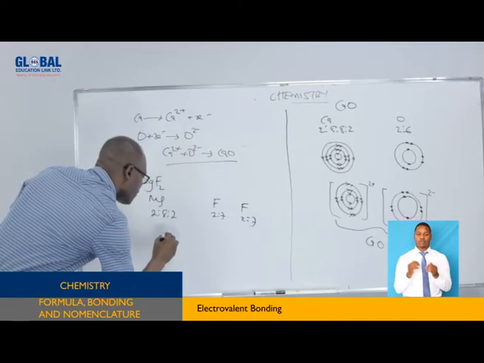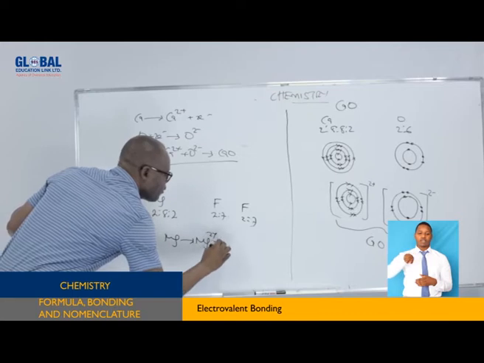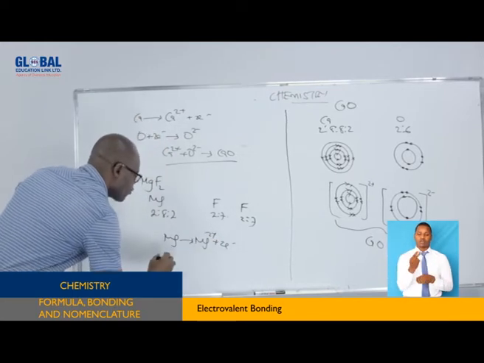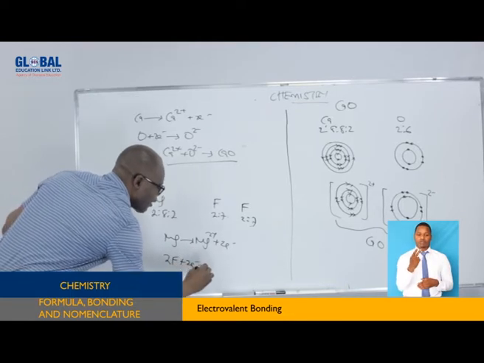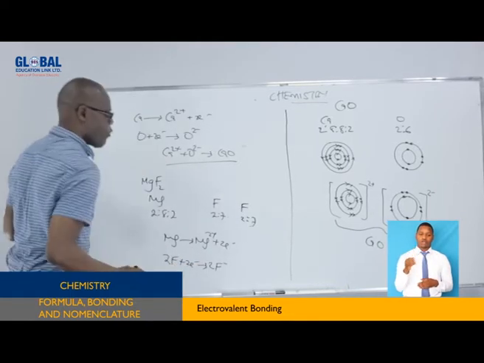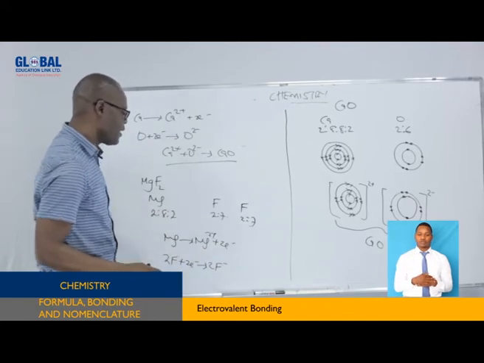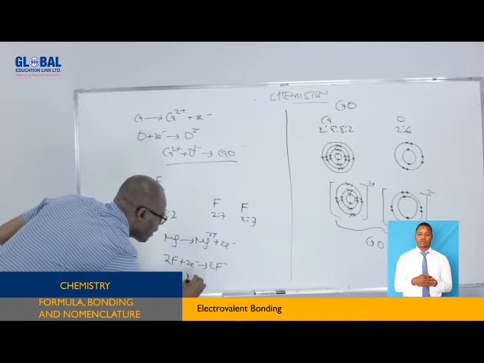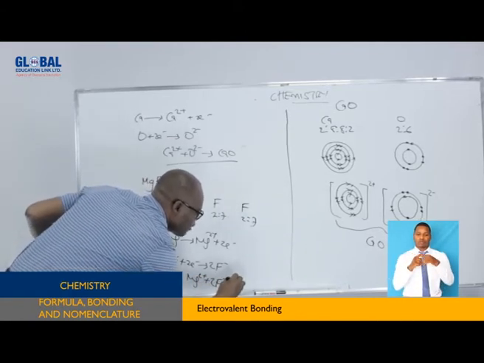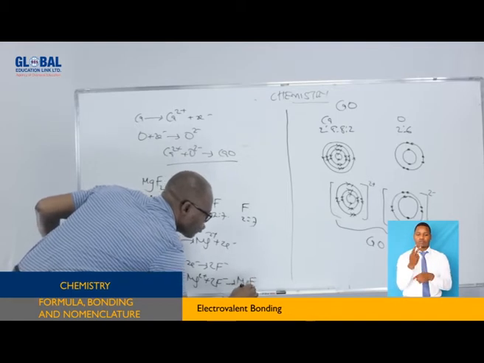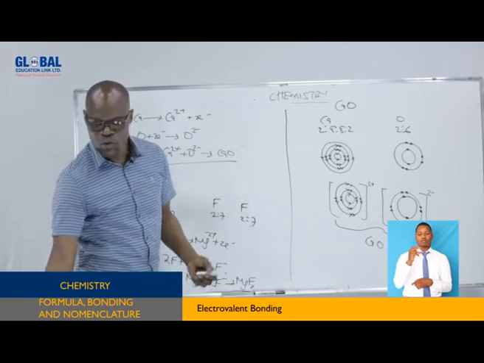So we have magnesium losing 2 electrons to become magnesium ion, and 2 of the fluorines gaining 2 electrons to become 2 fluoride ions. So you have 2 fluoride ions and 1 magnesium. So that Mg2+ plus 2 F- will give me MgF2, and this is our redox equation. Let's draw the diagram.